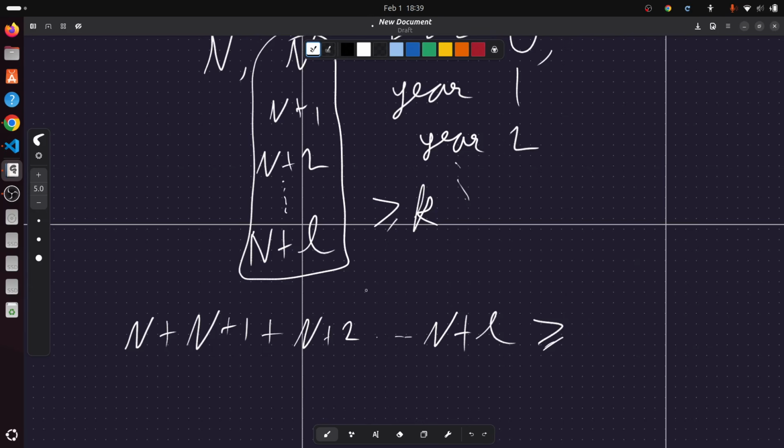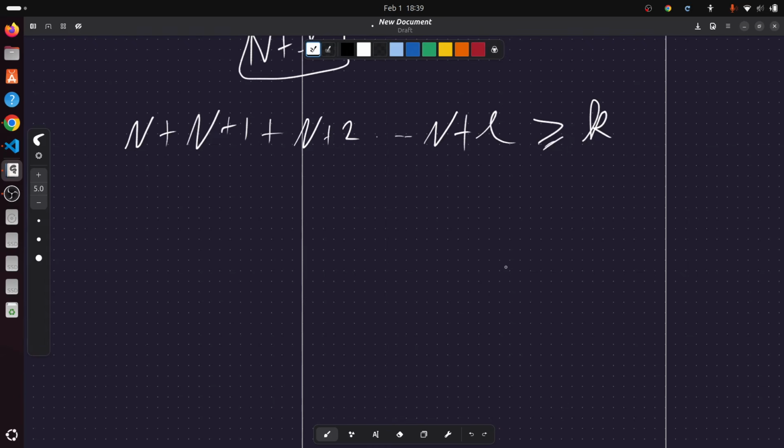Alright, and here n and k are given, right? So we want to find the smallest value of l. Now, you can simplify this, but you don't actually need to, but okay, I will do that. I'll first show the efficient way and then I'll show the easy way. There are two ways to do this problem. So first, the efficient way.